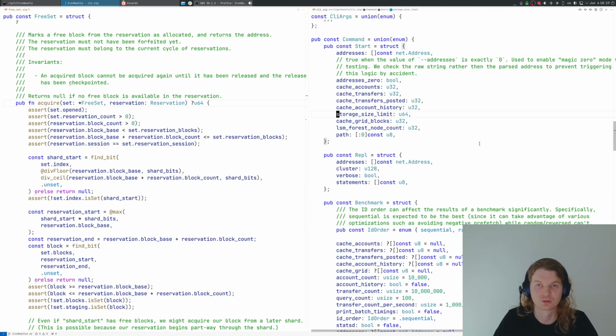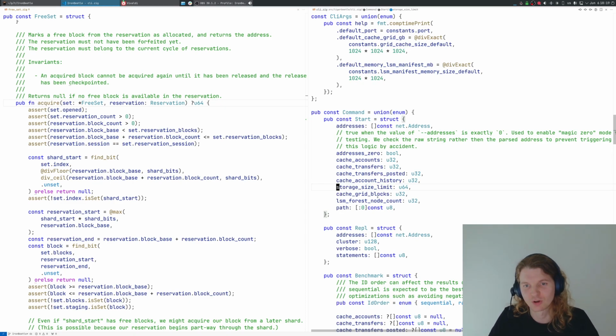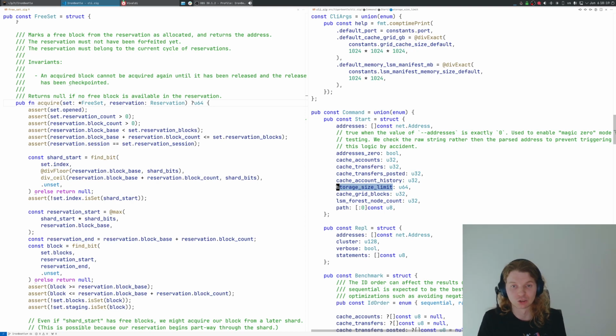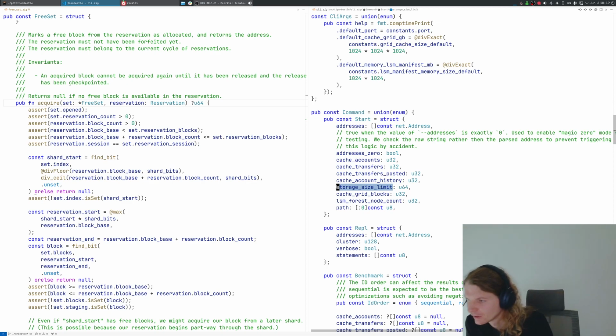Okay, this is storage size limit from the start, and yeah, this goes all the way up to the CLI argument. So this storage size limit CLI argument affects the amount of RAM which you might require, but it doesn't affect the actual data on disk. So if you run out of this storage size limit, you can just move the data file to a bigger machine and continue working. Okay.